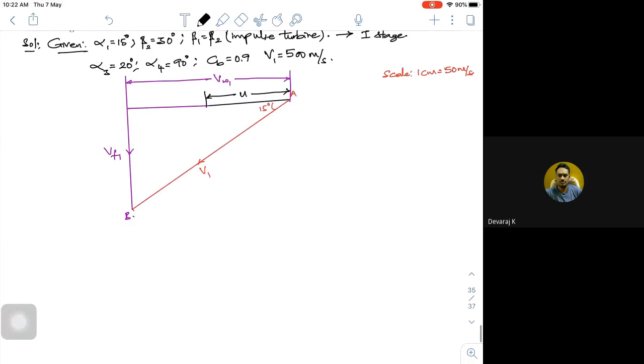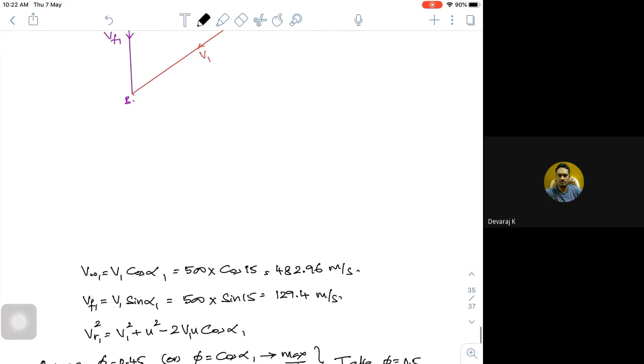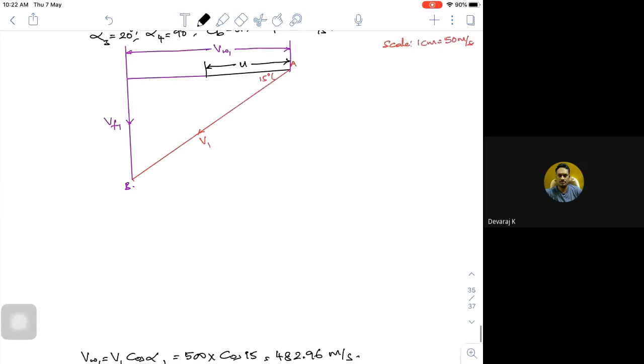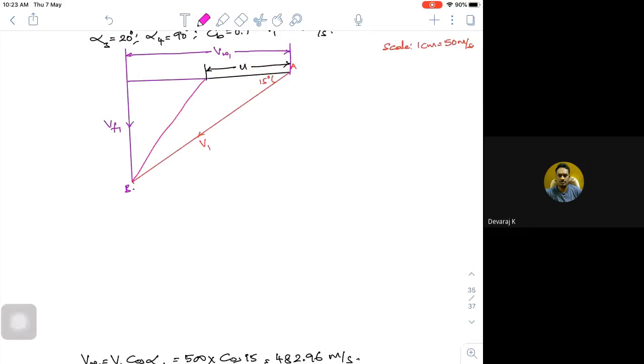Once you get this, the corresponding VR1 square can be checked using the cosine rule. Just join this and you'll be getting your VR1. And you can cross check what that angle will be. You have this angle, and you have a beta 1 over there. So this beta 1 angle will be equal to the 30 degrees they are given.